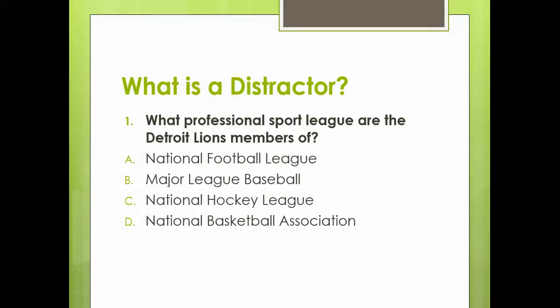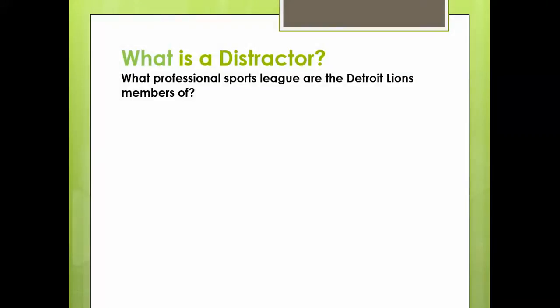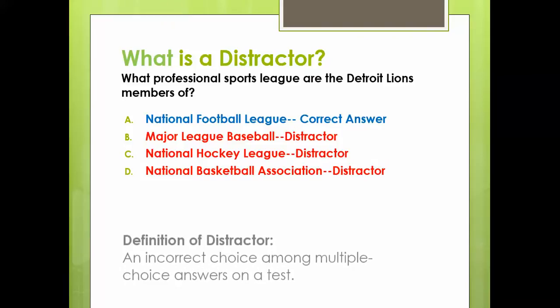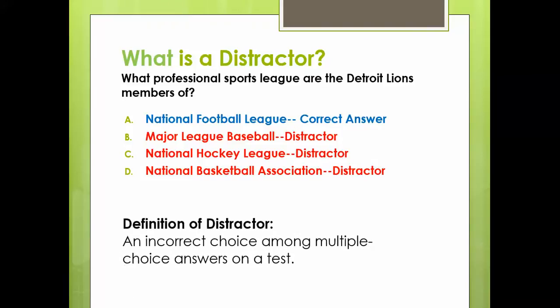So what is a distractor? Here's your typical multiple choice question. What professional sports league are the Detroit Lions members of? National Football League, Major League Baseball, National Hockey League, National Basketball Association. We all know the answer to this. Well, at least most of us probably do. The National Football League is the correct answer. Now, your other choices here, they're your distractors. And the definition of a distractor is an incorrect choice among multiple choice answers on a test. So, pretty basic.